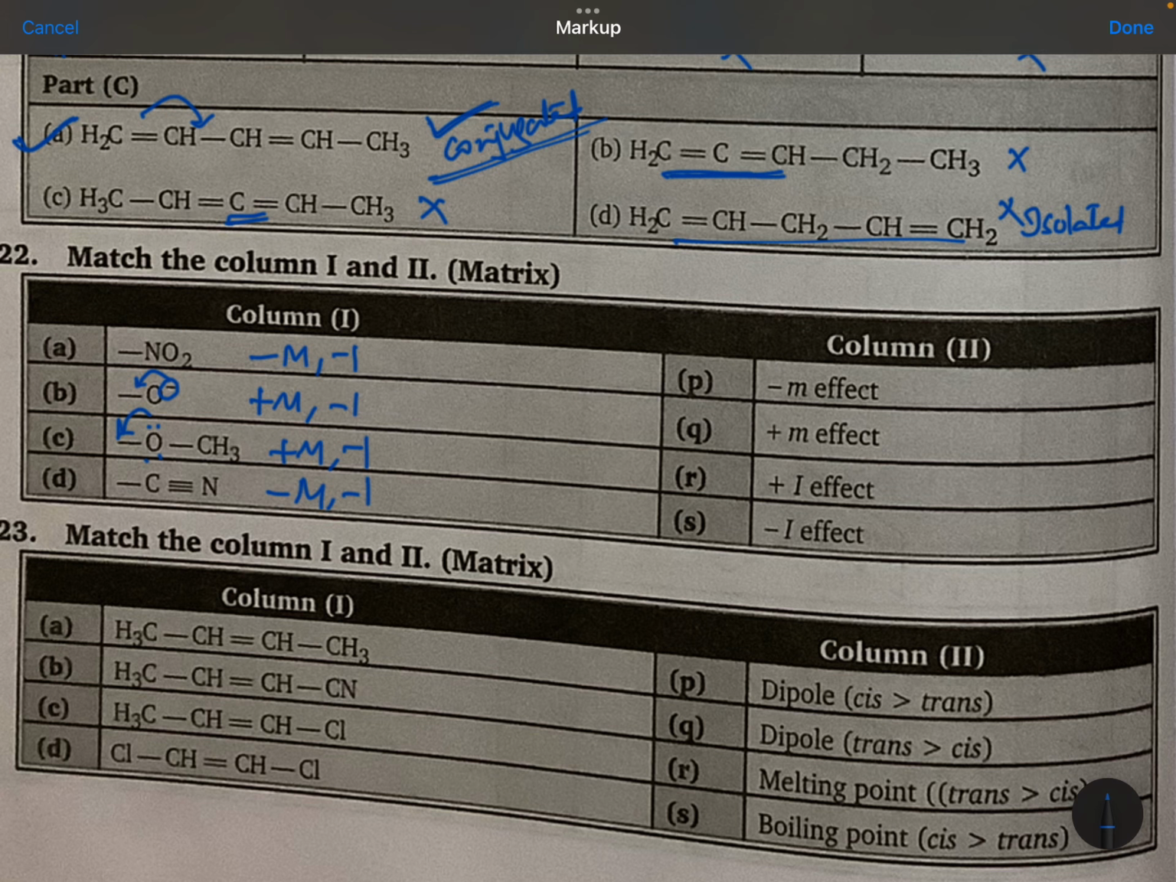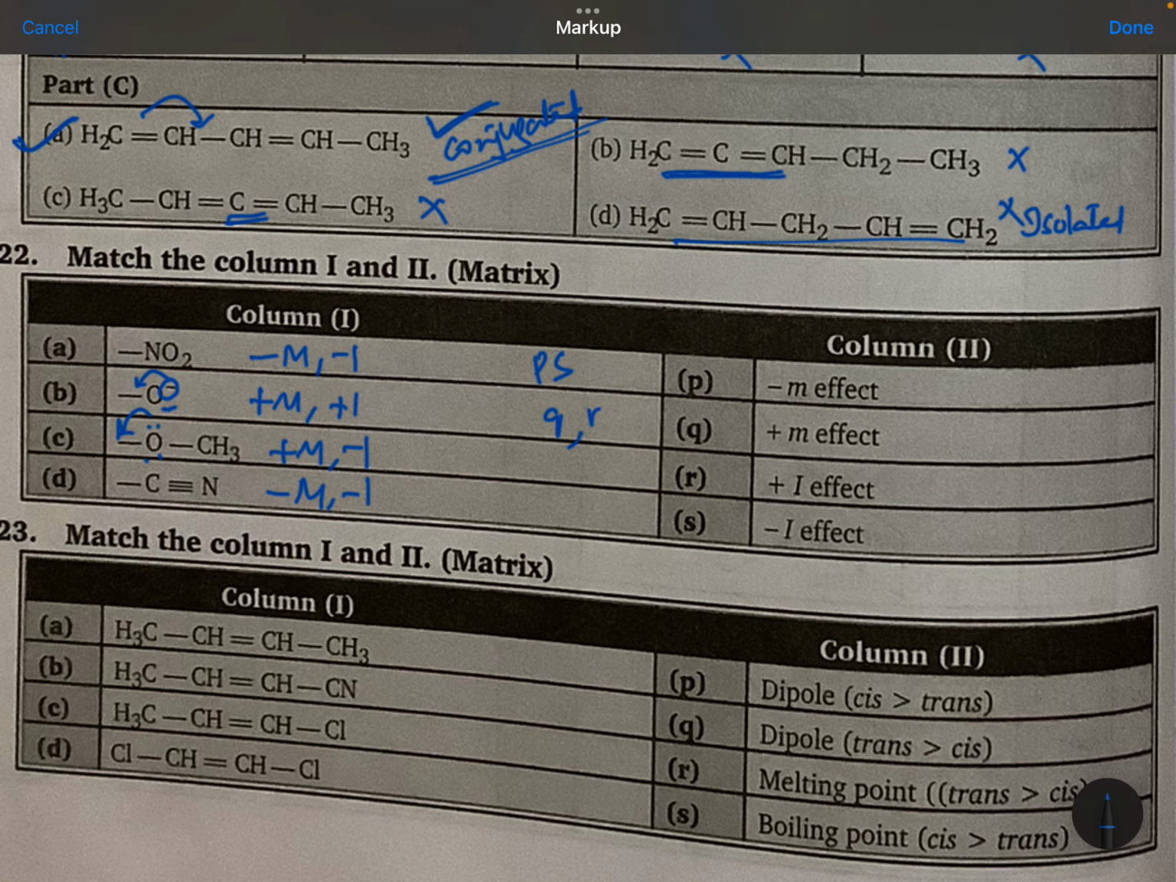So, which options are right? You just check minus M, minus I, plus I. For A, it should be minus M, minus I, means P and S. Then for B, plus M and minus I means Q and S. Oh, Q minus charge, na? When minus charge is there, it can give the electron pair. When minus charge is there, it is plus I effect. I forgot, sorry. Q and R.